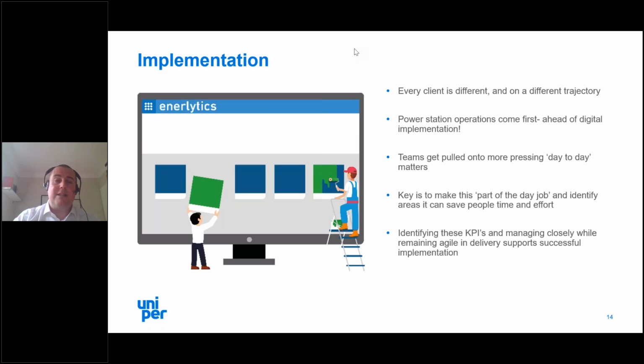So it essentially helps to become part of their day. This means that as a software provider, or as a provider of services, we have to remain agile in the way we deliver. But this also supports successful implementation and uptake within a business. So part of our software is condition monitoring.